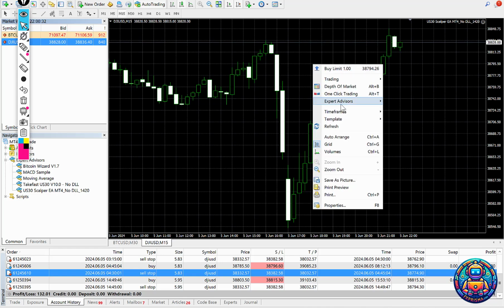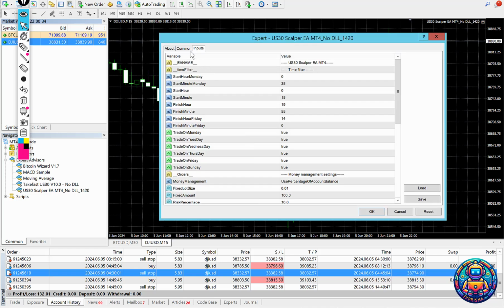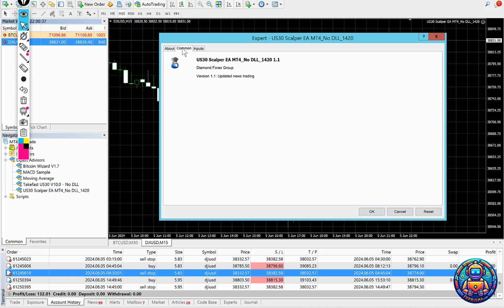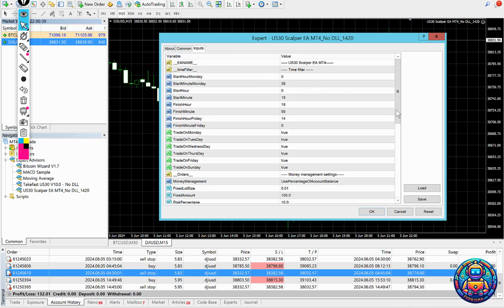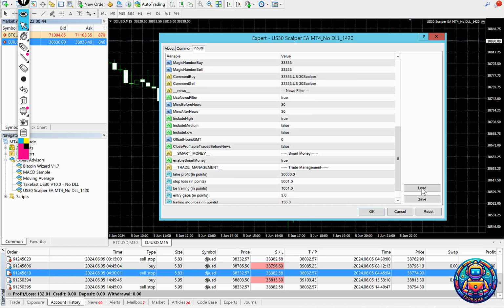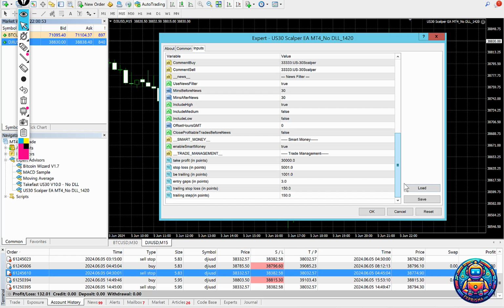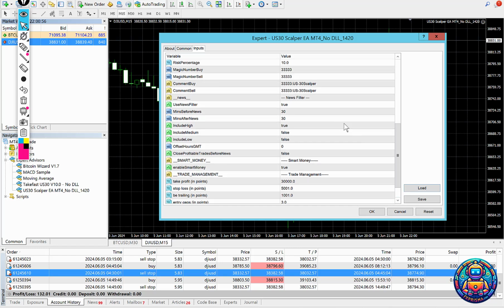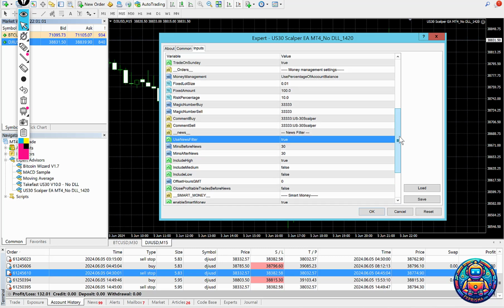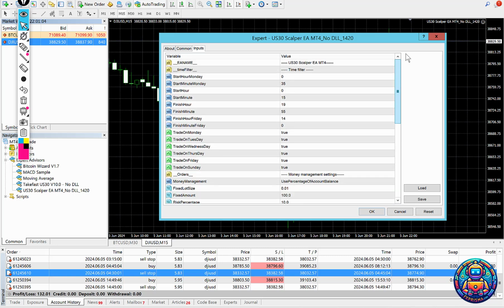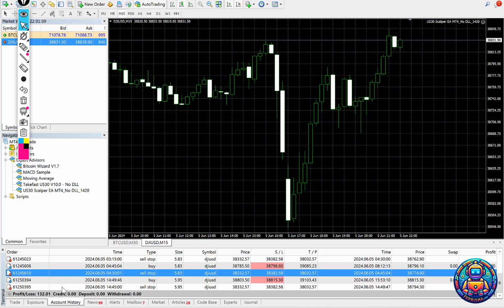Now for the settings, let me show you what the settings are for this EA. So we have version 1.1, soon we will make it 1.3, we keep updating it. I would say you can use the default settings, but we do have settings included for this EA. So I choose this one, very high risk MT4, and I leave everything in default, and we have a news filter as well, which is very good. I would always recommend keeping that on to protect your account. Other than that, I will just click OK and leave it. So the EA is pretty much good, to be honest.